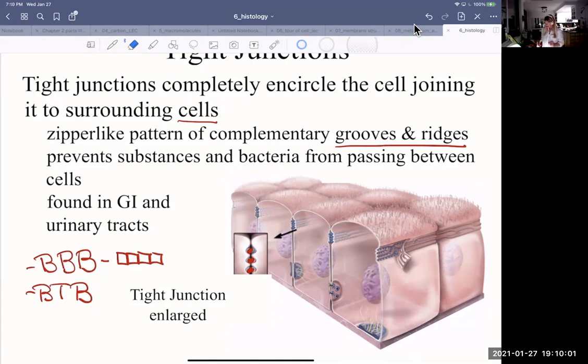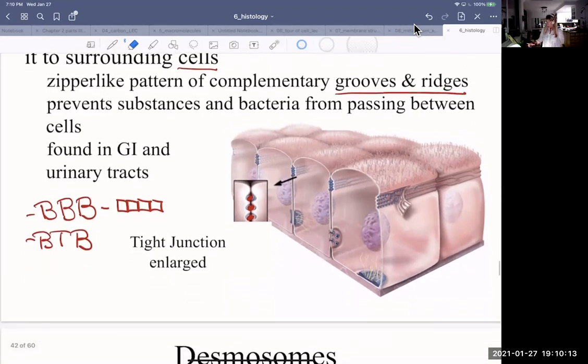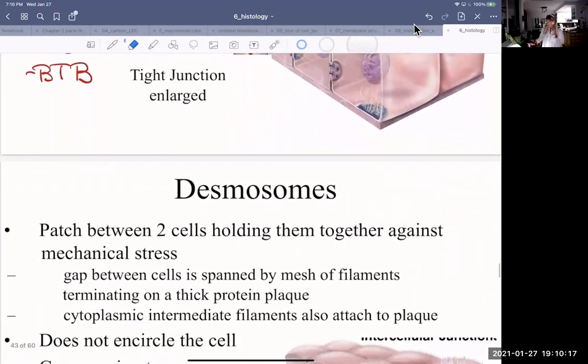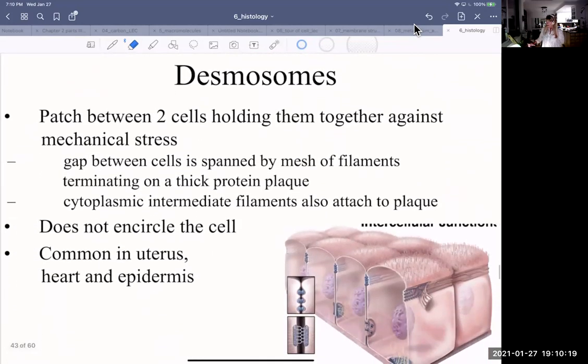So it's separated by what is known as the blood-testis barrier. And that is the sustentacular cells forming these tight junctions, keeping the sperm separate from blood. Found in the gastrointestinal tracts and the urinary tracts as well.